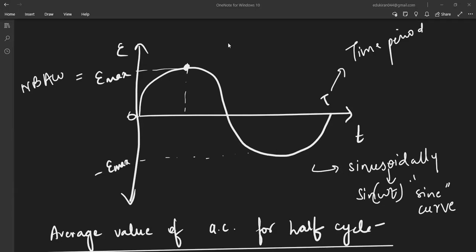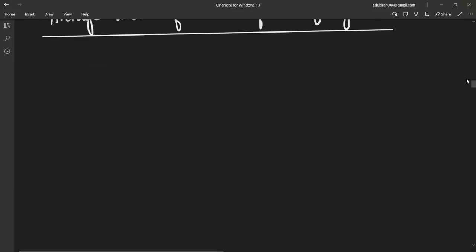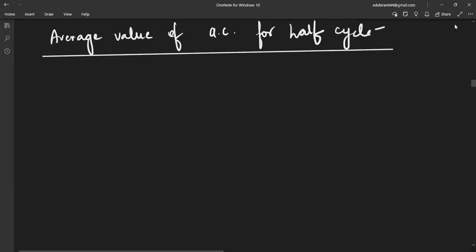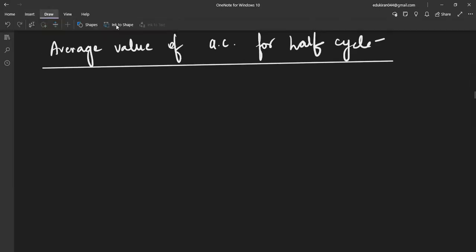Okay, now see the average value of AC for half cycle. Half cycle means, see, I told you, this entire time period is for one entire cycle. One sine wave is known as one cycle. So one cycle has a time period. So half cycle means this part only, that is, the time period becomes half. So we have to apply integration over here for finding the average value of AC for half cycle.